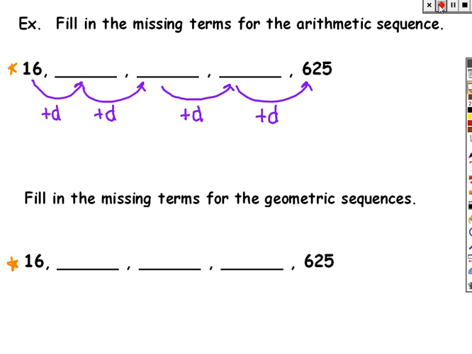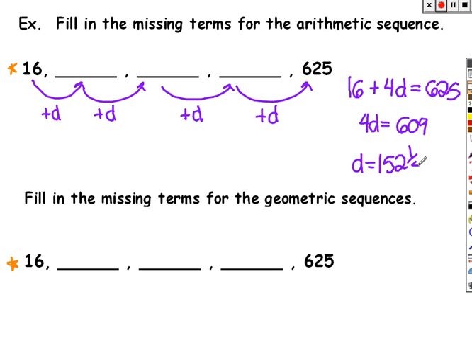Now, this may have been my train of thought. If I want to make this sequence arithmetic, I'm starting at 16, and to get to the 5th term, I would have to add on that constant difference 5 minus 1, or 4 more times. And adding on that constant difference 4 times is what should get me to the 5th term. So if you solve this, subtract 16, divide by 4, let's see, you get 152 and a quarter.